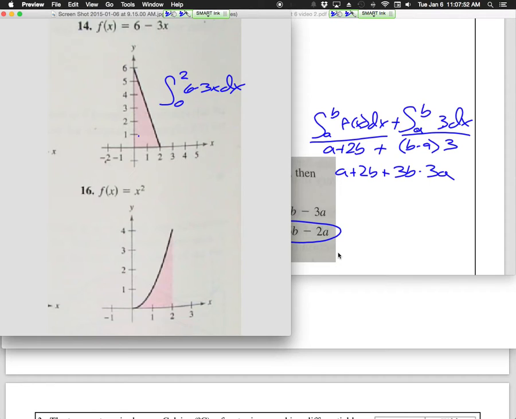Did you guys see this up here? 6 minus 3x. Okay, what about this one down here? What integral will yield that area? 0 to 2 of x squared dx. So that definite integral gives me the area of that shaded region. One more.